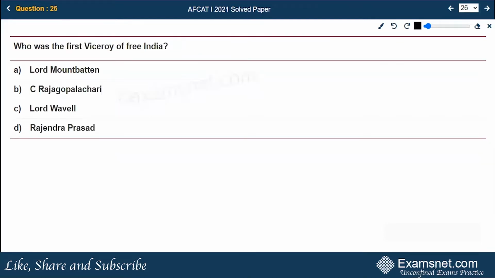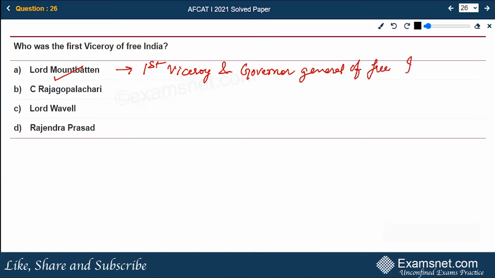Next, question number 26. Who was first viceroy of Free India? Is it Lord Mountbatten, C. Rajagopalachari, Lord Wavell, or Rajendra Prasad? The first viceroy of Free India was Lord Mountbatten. He was the first viceroy and governor general of Free India when India got independence.